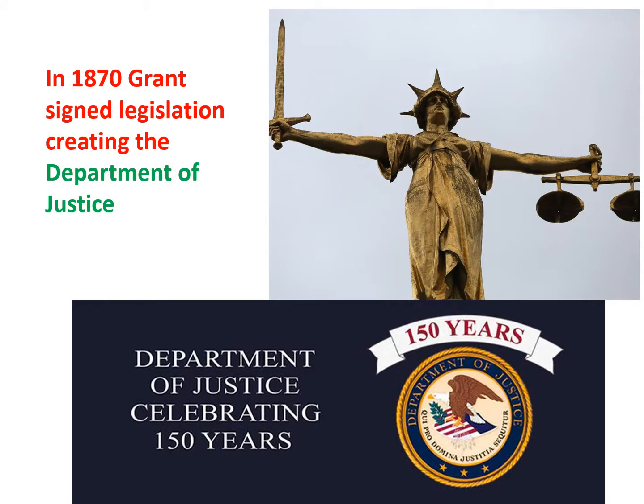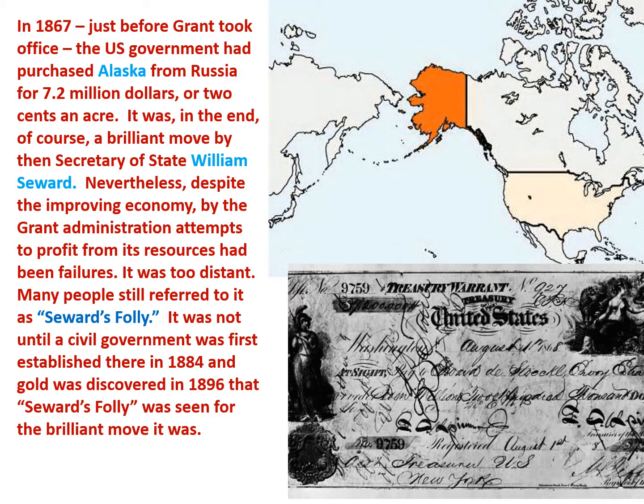In this period, one notable thing that Grant did was he signed legislation creating the Department of Justice. I'm making this video in 2020, and so it says the Department of Justice here celebrating 150 years. It was founded in 1870. I should add as well that in 1867, just before Grant took office, the U.S. government had purchased Alaska from Russia for $7.2 million, or about 2 cents an acre.